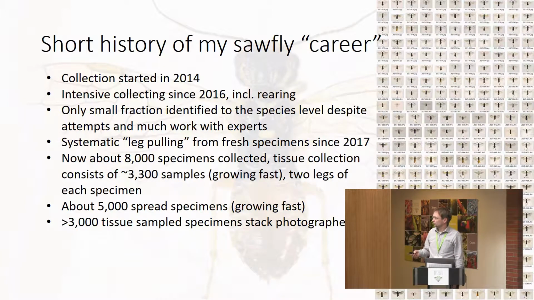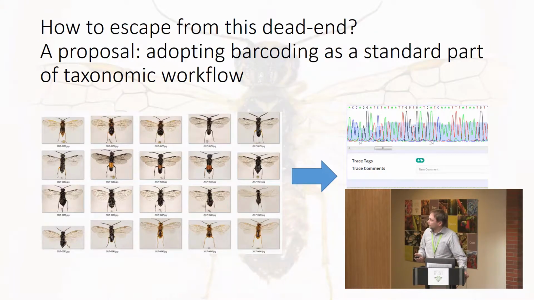Two legs per specimen go to absolute alcohol, one meant to be used for the DNA barcoding. At the moment I have been photographing these samples. I haven't been doing that myself; luckily I have had assistants to help me. So in short, the idea is to present a way to escape from this dead end, of not being able to work on these kinds of difficult groups.